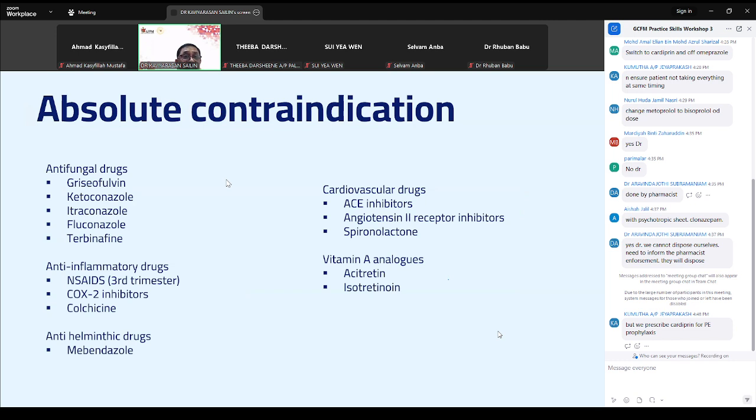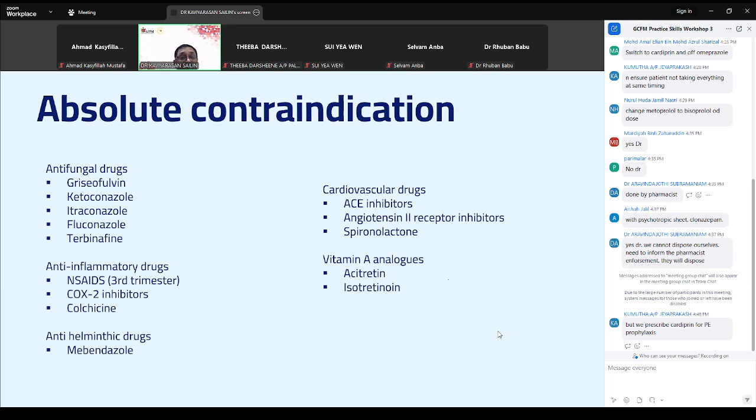Absolute contraindication, antifungal: do not give griseofulvin, ketoconazole, itraconazole, fluconazole, terbinafine during pregnancy for fungus. You can just give topical, okay? Like if they have vaginal candidiasis, give clotrimazole.